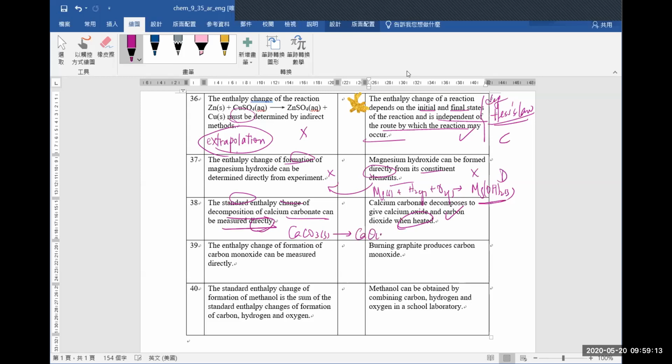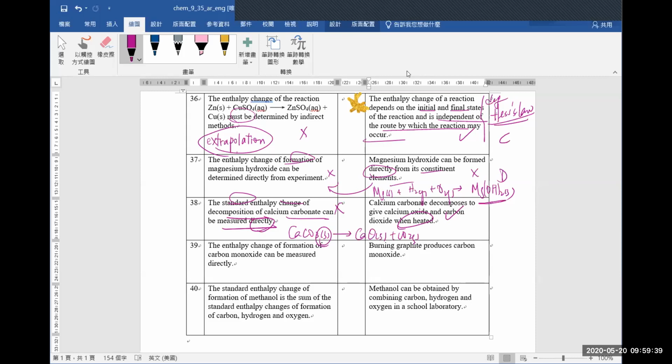So which means that we have calcium carbonate, it is solid. Okay, it's solid. Can you measure the change in temperature easily? The answer is no. That is the first reason. It's difficult to measure the temperature change of a solid.